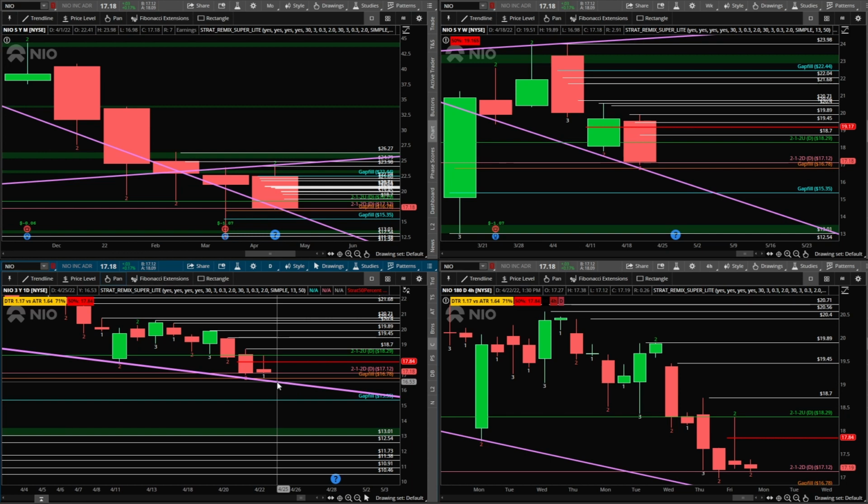So yeah, keep an eye on that. I do want to play this gap fill. This is what I am keeping an eye on, 16.78 to 15.35. And then after 15.35, the next price target is $13.